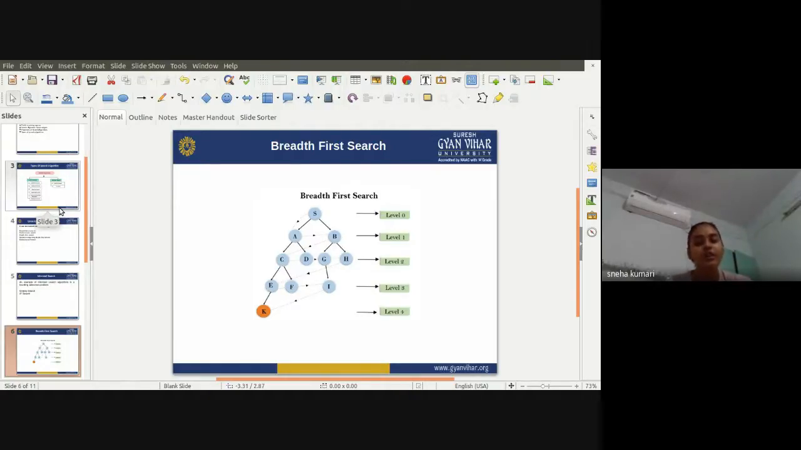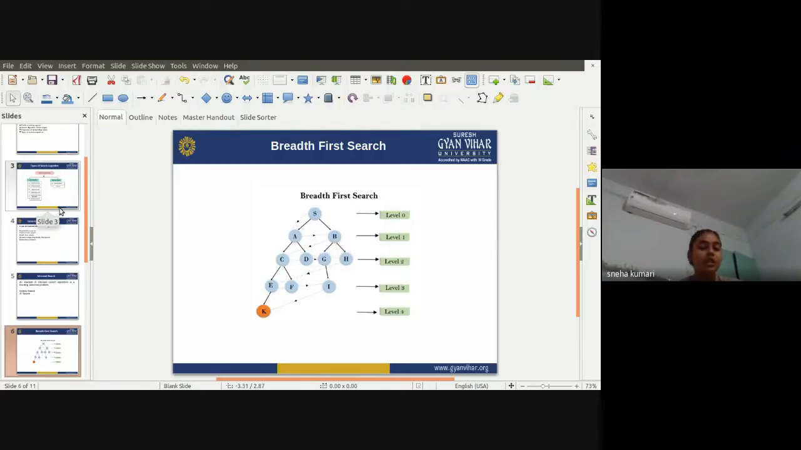So C has to be traversed. It checks that there are two paths from C, one is E and the second is F. So E and F are inserted from the rear side of the queue, and C is removed from the front side. Now which one is on the front of the queue? Definitely D. So it traverses D, and D has no children, so D is just marked as traversed and removed from the queue.